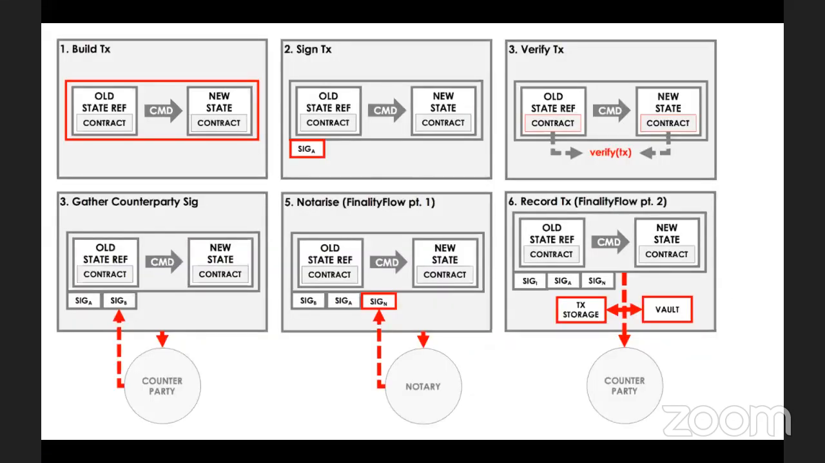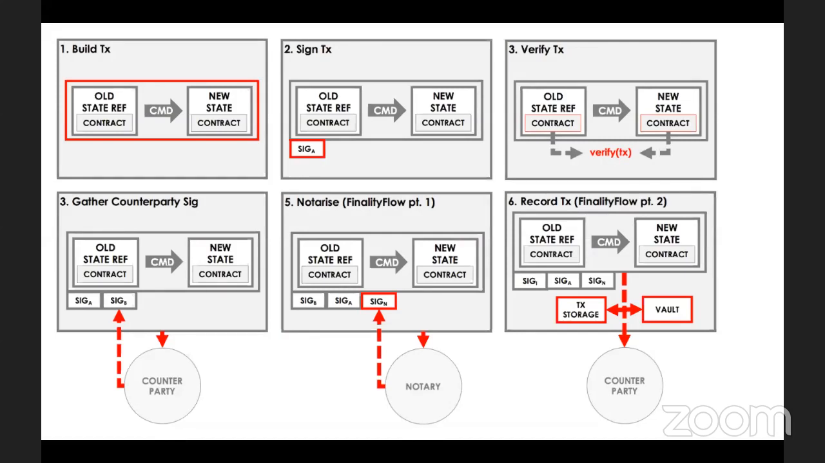So this is what we have seen: building a transaction, signing it, verifying it, gathering the counterparty signature, notarizing as part of the finality flow, and then recording the transaction as part of the finality flow. In the recording phase, you are sending it to transaction storage and the vault, and sending the update to the counterparty. So you can see the arrows.